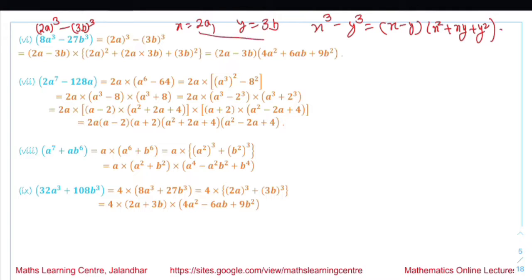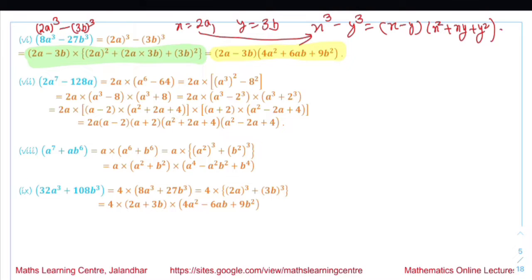You will substitute these values in this formula and you will get the answer in this form: (2a minus 3b) into ((2a) square plus 2a into 3b plus (3b) square). And when you solve these terms, you will get the final answer.